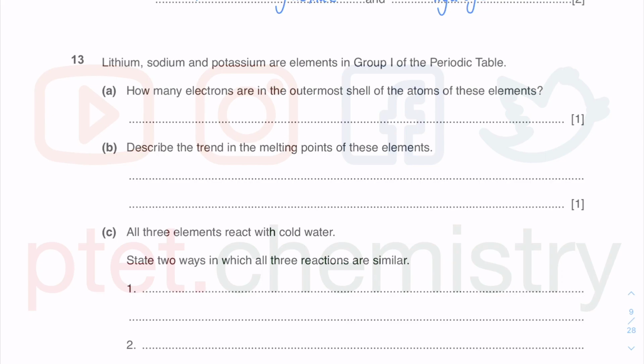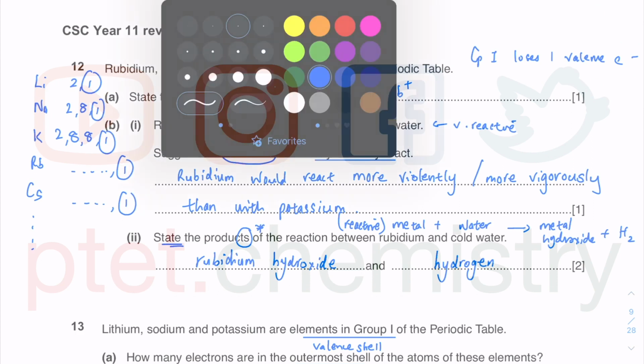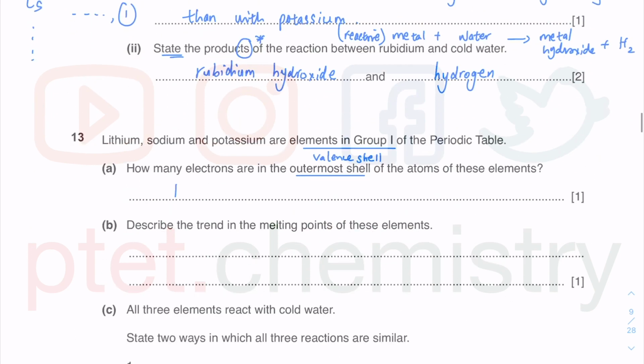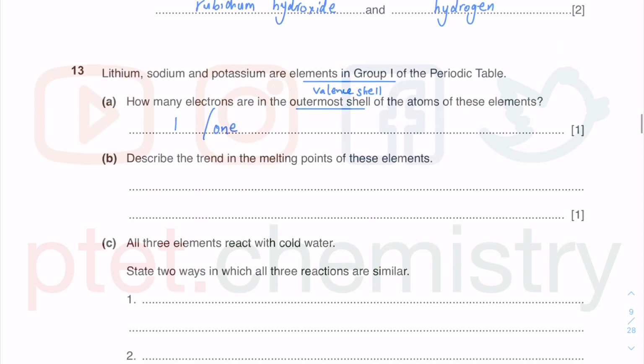In this next question, again, they are all elements in group 1 chemistry. Outermost shell means valence shell. So how many electrons are there in the outermost shell? As mentioned previously, for all the group 1 metals, the group number tells you how many electrons are there in the outermost shell. Group 1 meaning they all have 1 electron. Use the words 1 electron, choose whichever one, and you can just get that 1 mark straight away.